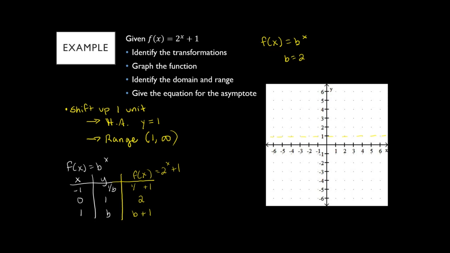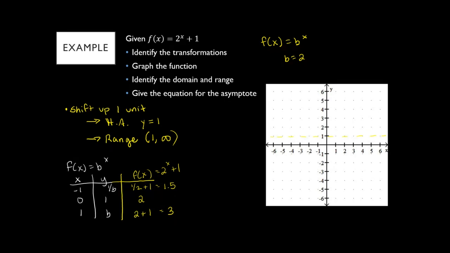So instead of 1 over b, that's 1/2 because b is 2. So 1/2 plus 1, that's basically 1.5. Then we're going to be at 2 instead of 1 because we went up 1. And then b is 2, so that's going to give us 3. And so that gives me my 3 y values that I can graph. My x values are unchanged because we didn't shift left or right. We just literally went up and down.